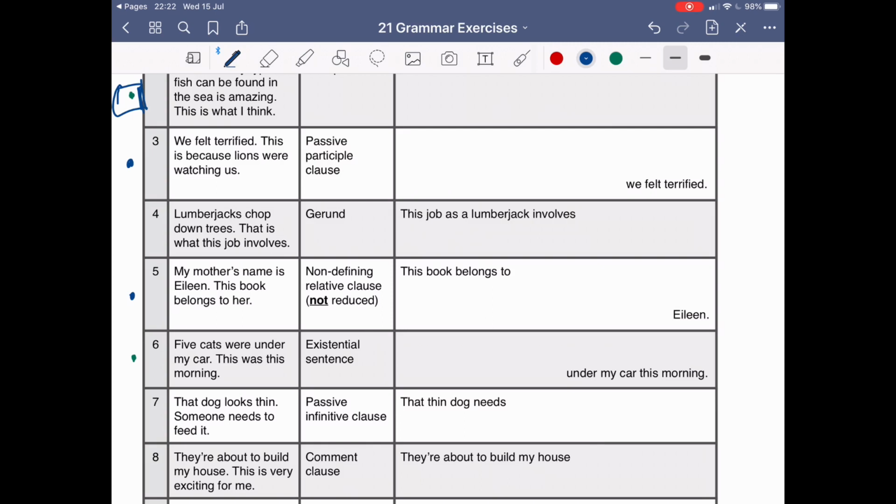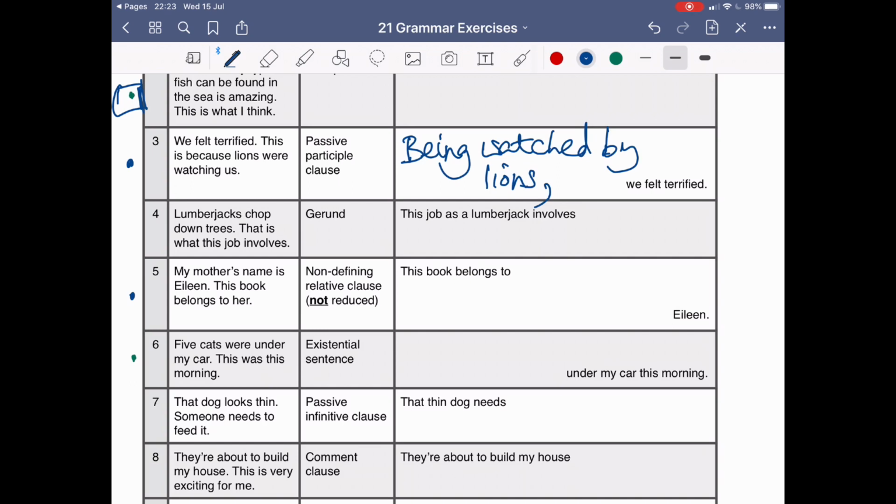We felt terrified. This is because lions were watching us. Passive participle clause, we felt terrified. Being watched, because it's passive, so it was done to us. Being watched by lions, comma, we felt terrified. If there's no comma, it's wrong. Yes, you heard.